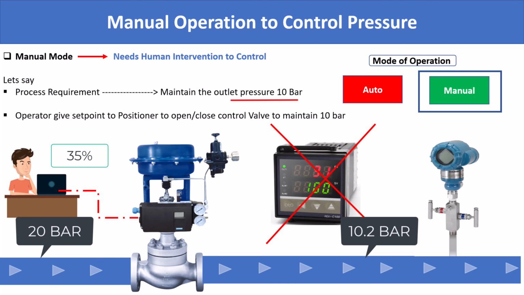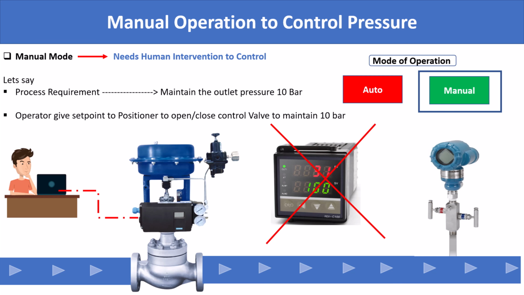However, at 60%, if the pressure rises above 10 bar, the operator gradually closes the valve to 45%, 40%, or even 25% to maintain stability. Since the pressure does not remain constant at a fixed valve position, operator manual adjustments are required every few seconds to a couple of minutes, along with continuous monitoring to maintain outlet pressure. The operator will remain engaged in maintaining outlet pressure with manual mode.